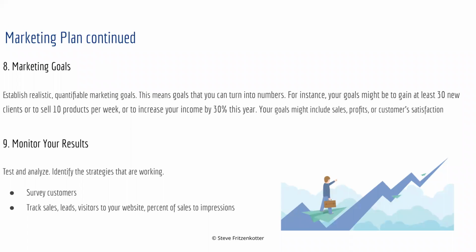And then we monitor results, and we survey. So we want to see if we're doing the right thing. So we will survey our customers once the marketing plan is being executed to see if it's working. We track sales, follow leads, and track leads. We look at visitors to the website, and we look at Google Analytics for that, for our website. And then the percent of sales to impressions, like how many people buy the product that have seen the product, or that we make those impressions.